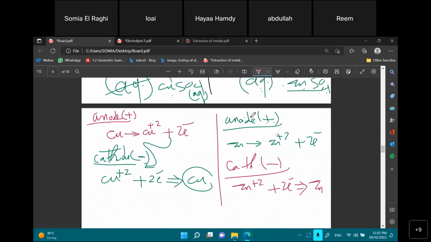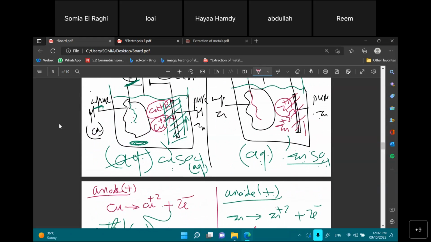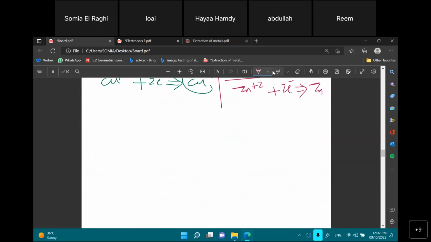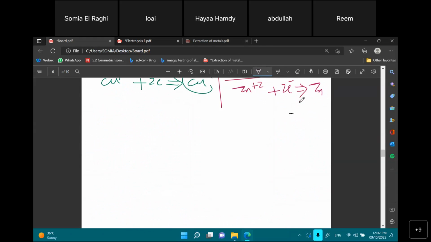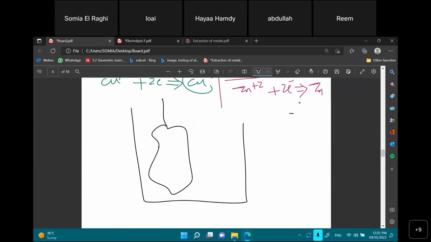They will ask you to write down labeling. If the labeling is not given, just label the diagram. Generally, whatever the metal is, I just give the example of zinc with copper. If they give you this container, what is the labeling of this one?